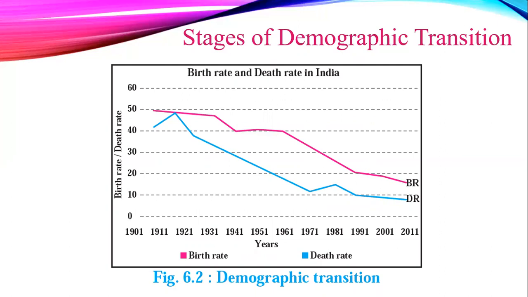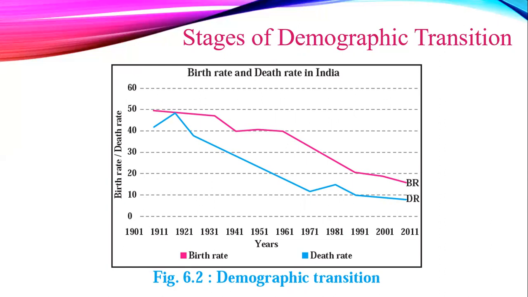The blue color curve indicates the declining trend in death rate, and the red color curve indicates the declining trend in birth rate. The growing gap between the two curves is indicative of the net addition to the existing size of population.